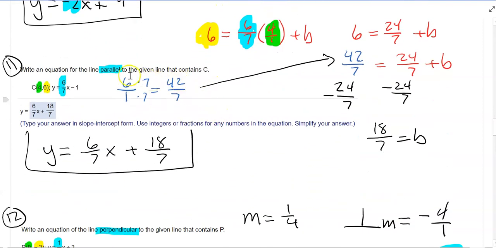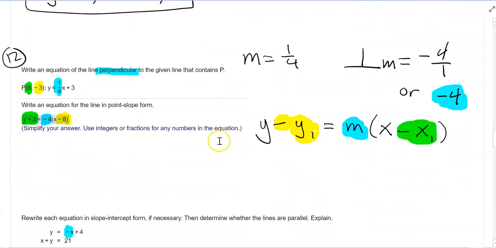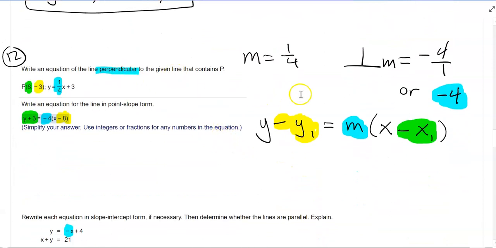I do that same process here. Parallel, same slope, 6 over 7. Here my y value is 6, x value is 4. I put 4 over 1 so that I can multiply the top by top and the bottom by the bottom to get 24 over 7. Now I need to have common denominators. So I change 6 to 6 over 1, multiply the top and the bottom by 7 to get 42 over 7, because 42 divided by 7 is 6. Now I can subtract my 24 over 7 to get 18 over 7 for our y-intercept. Voila.